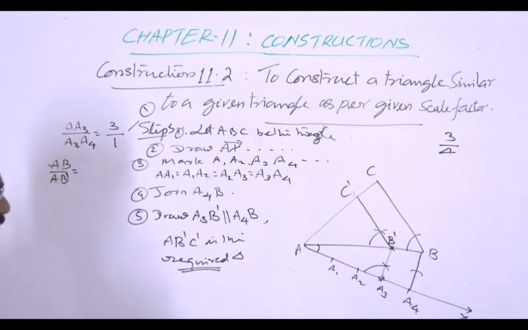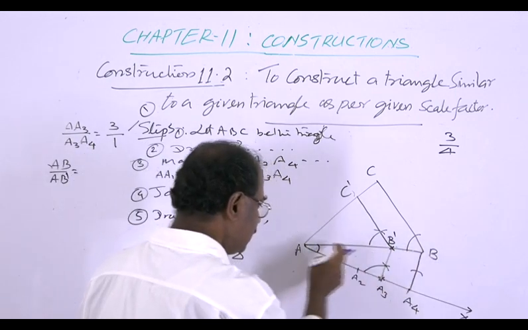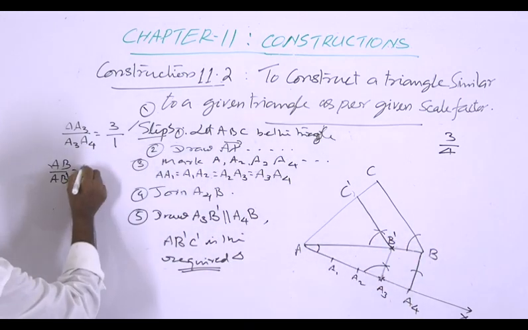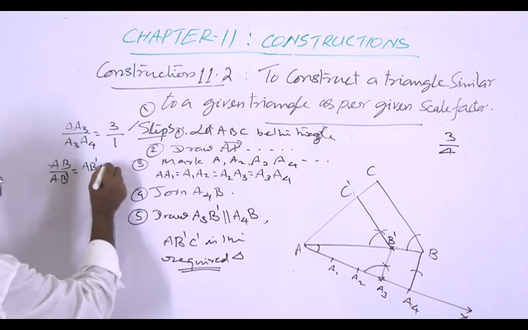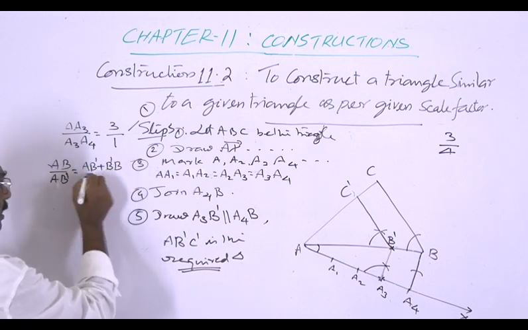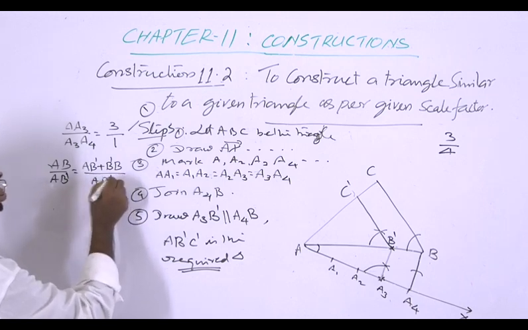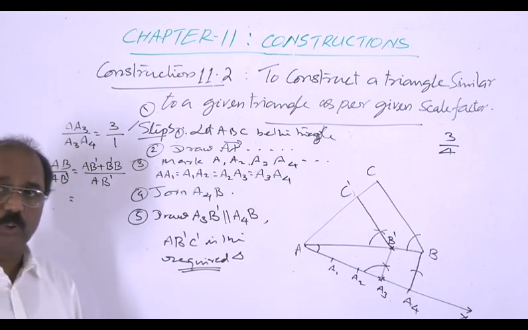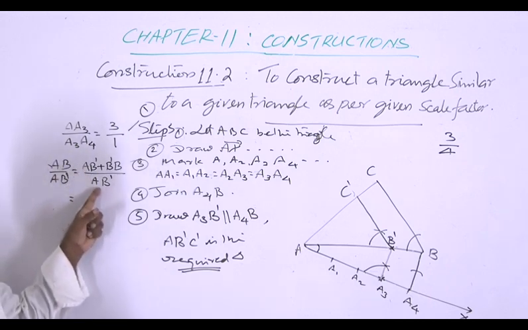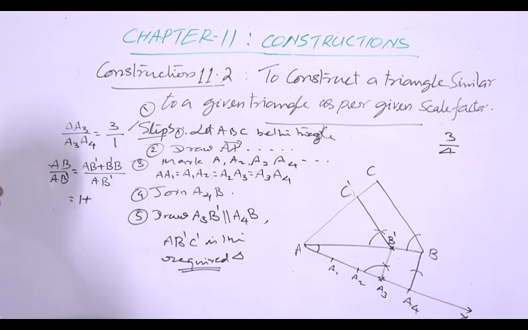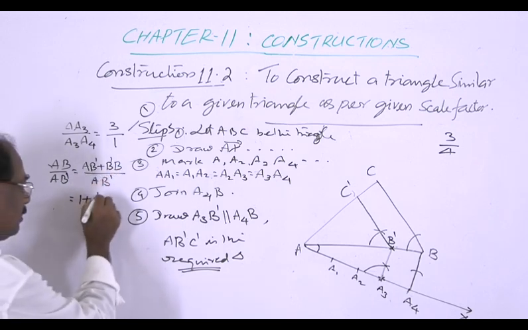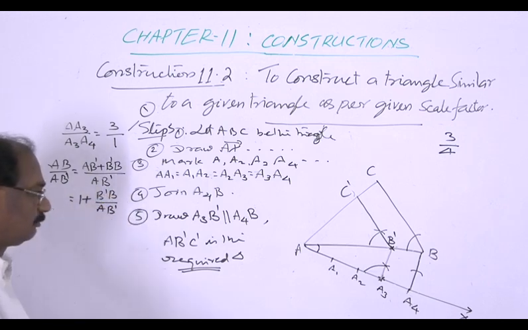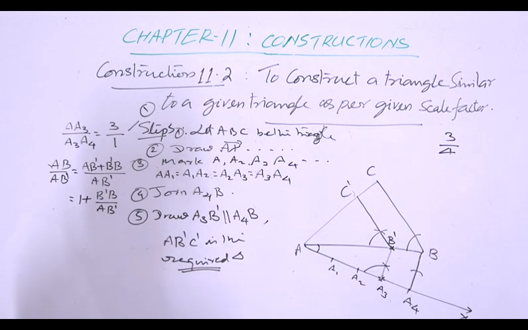This AB can be split into two, AB dash plus B dash B. So this is equal to (AB dash plus B dash B) divided by AB dash, which is again equal to AB dash by AB dash, which is 1, plus B dash B by AB dash.